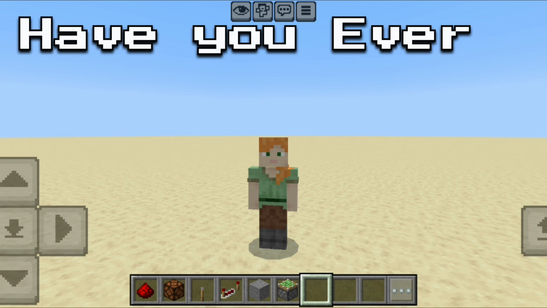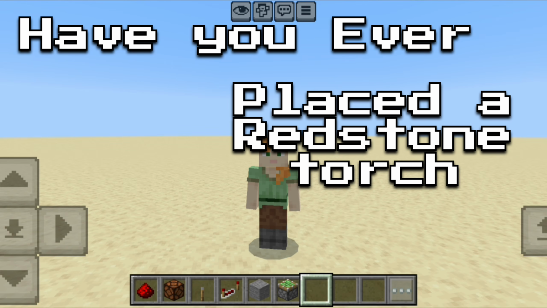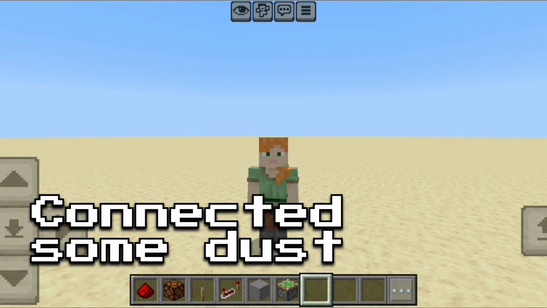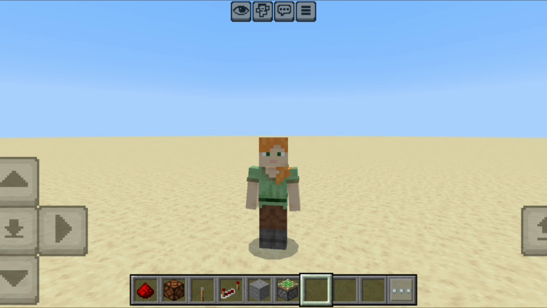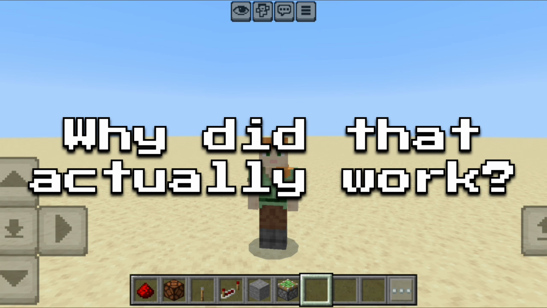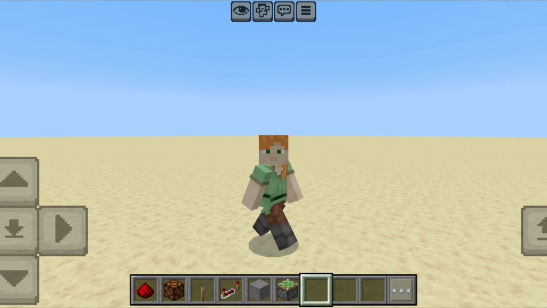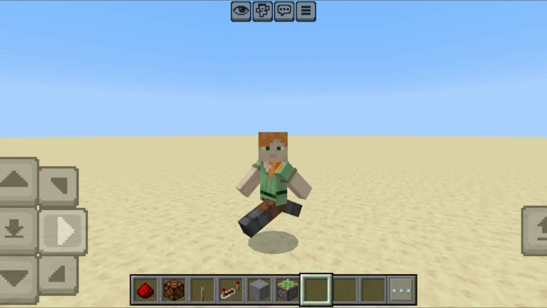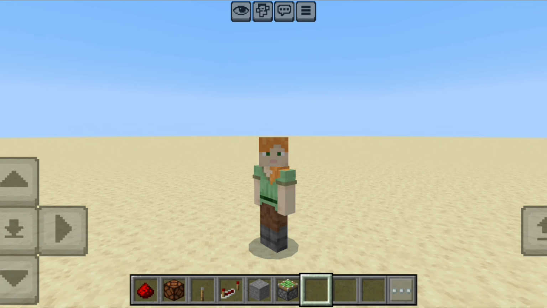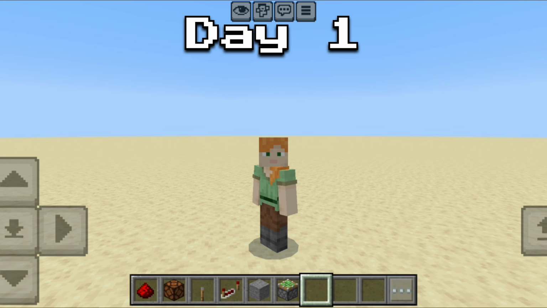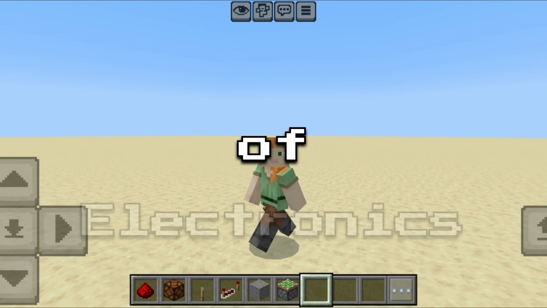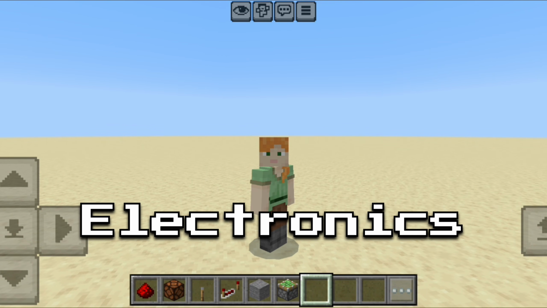Have you ever placed a redstone torch, connected some dust, flipped a lever, and then just stood there thinking, wait, why did that actually work? That moment of confusion, that is day one of every electronics class, and today we fix it in this real world.